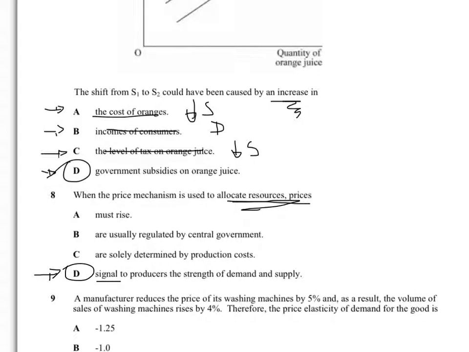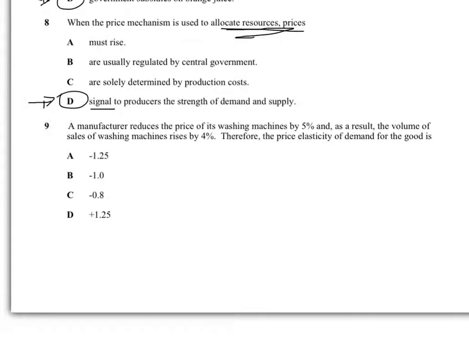Signal, incentivize, ration. Those are your three things. The rest of them just don't make sense. So just look for the logical answer.